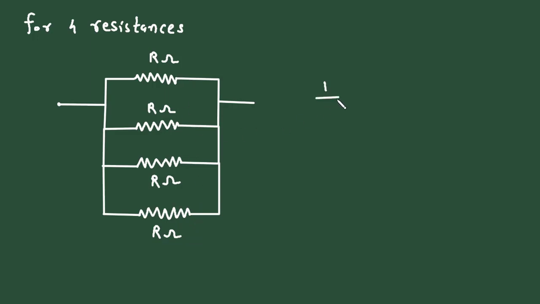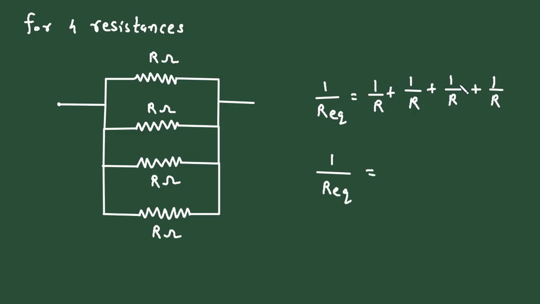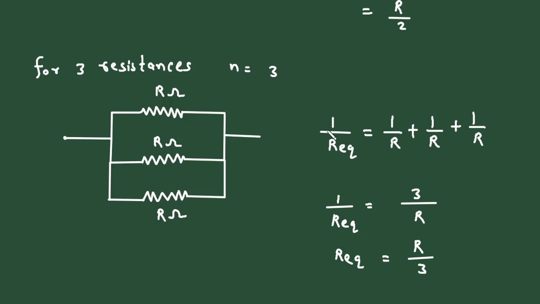Now its equivalent resistance will be 1 upon R EQ is equal to 1 upon R plus 1 upon R plus 1 upon R plus 1 upon R. So it is equal to 1 upon R EQ is equal to 1 plus 1 plus 1 plus 1, 4 divided by R. So therefore R EQ is equal to R divided by 4. Now here we can see N is equal to 4. So here in the denominator we are getting 4. Also for this N is equal to 3. Here also we are getting 3 in the denominator.